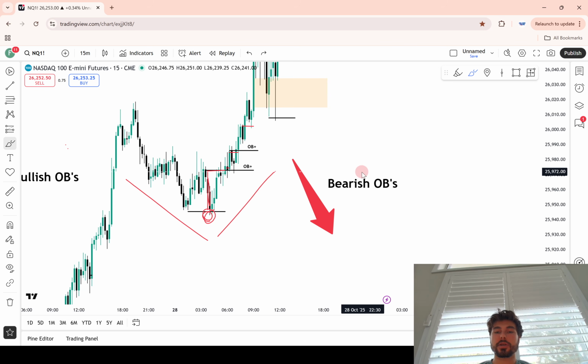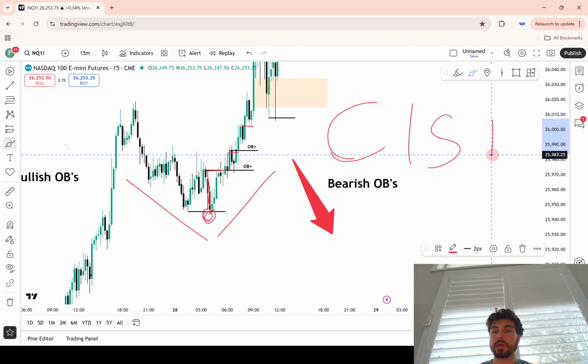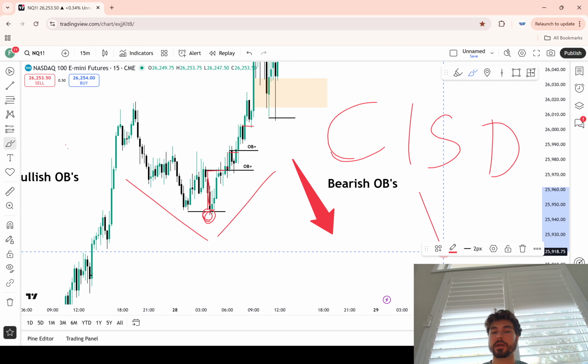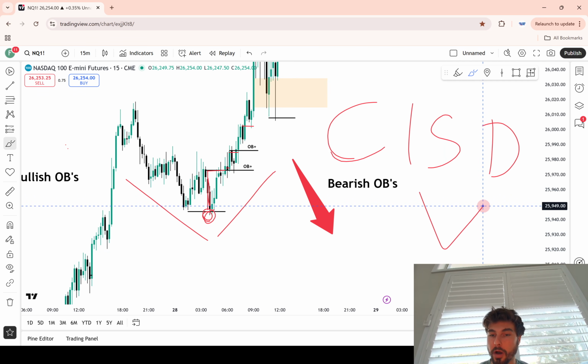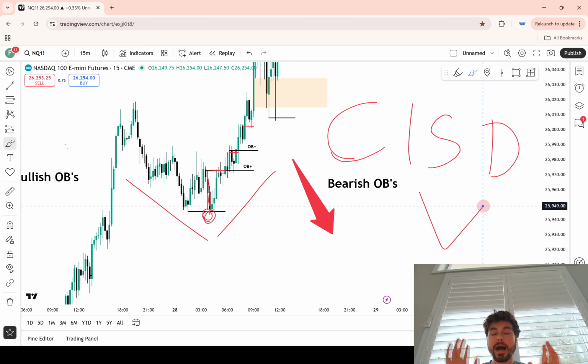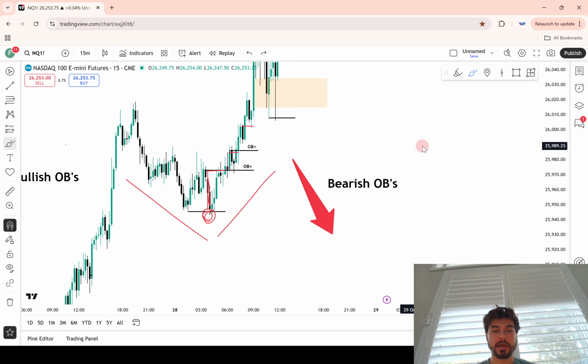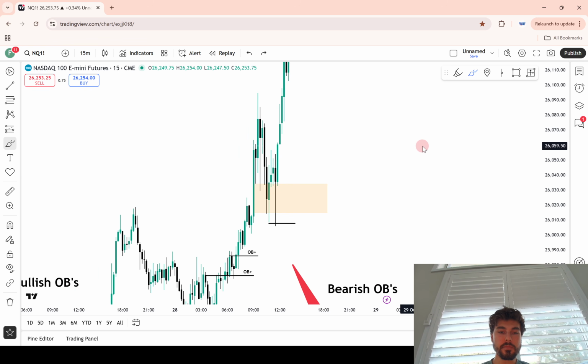And so a change in the state of delivery indicates the market might move from one direction to the next. An order block indicates that the market, after changing state, will continue in that new state. So I'm going to repeat myself. I'm going to get rid of this and repeat myself.